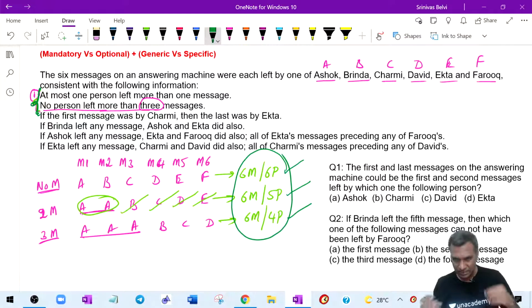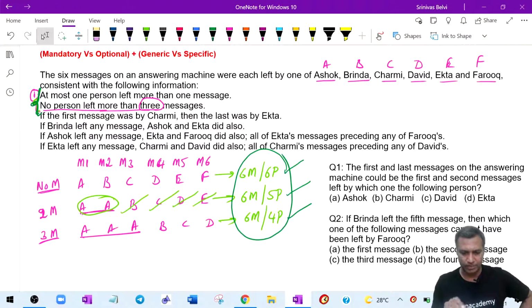Is this clear? Now let us fit this framework. First two messages are clear. Can I understand that the first two conditions, which I marked as generic statements, are clear? Did we understand the structure given by the generic statement?